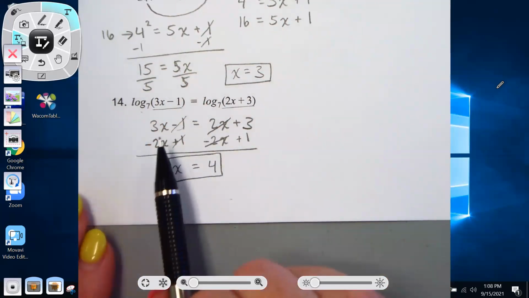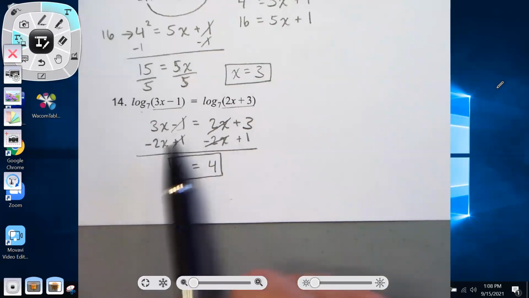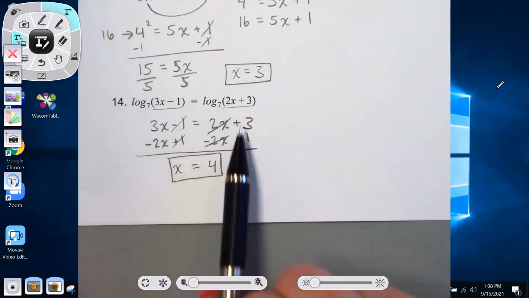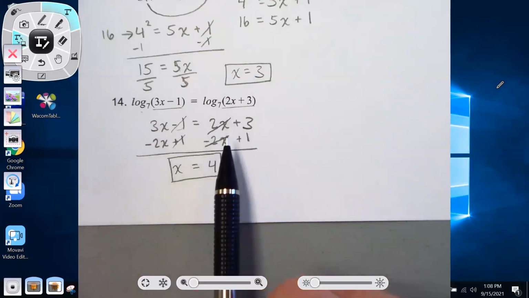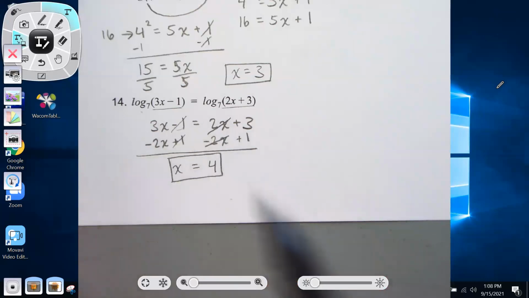Did anybody start by subtracting 3x from both sides? Okay, that's fine if you did. You would end up with a negative x that then eventually you would either want to multiply by -1 on both sides or move that to the other side. I think it would just create more steps for you if you did it that way, but it can be done, just to let you know.